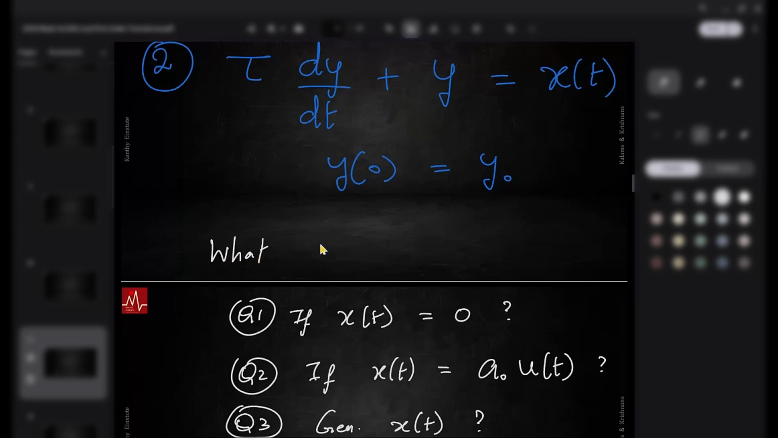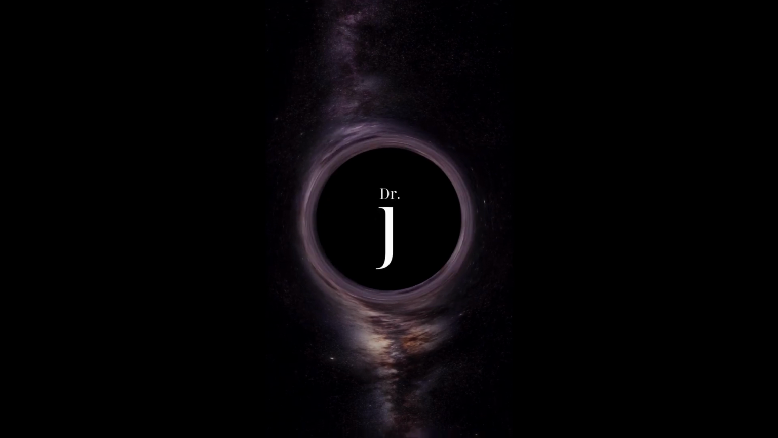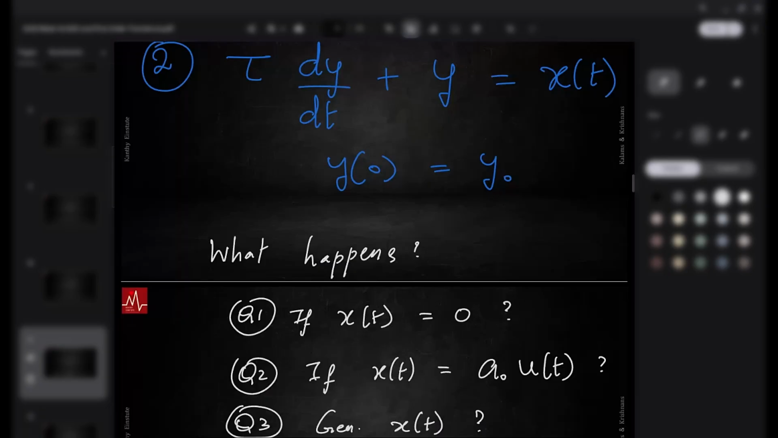Can you put this into words first? How do you, what happens? And then typically, if x(t) is 0, what happens? Fairly easy question, no? First order system, can anyone recognize what this tau is?